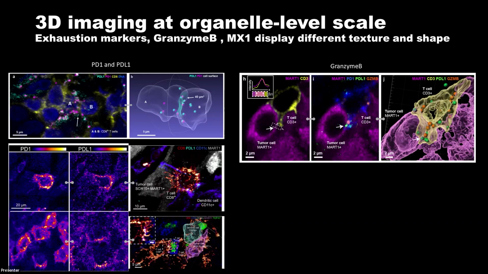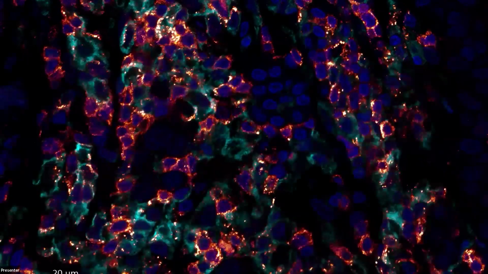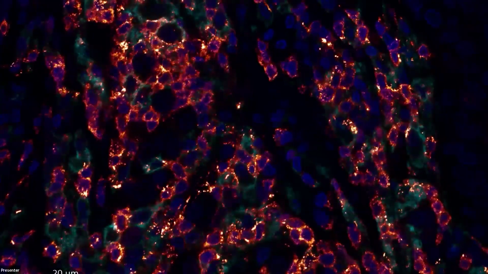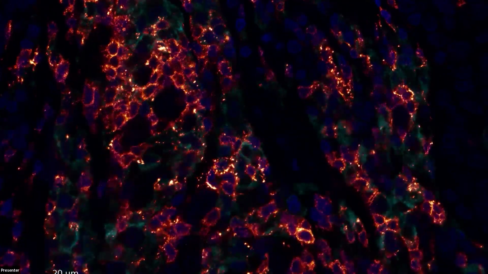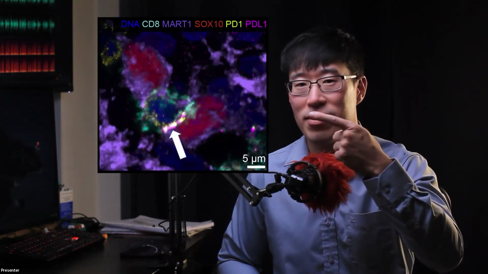Now, in the invasive melanoma region, we see thousands of PD-1 and PD-L1 puncta between pairs of T cells and dendritic cells. Can you guess how many interactions there were in the melanoma in situ region? Just one, and it's between this T cell and tumor cell.